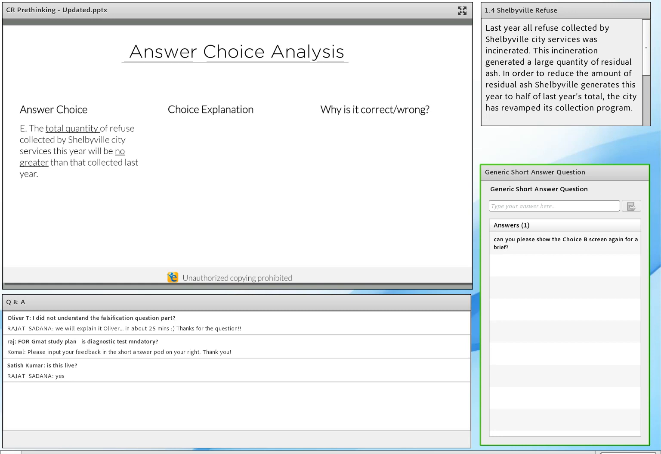And choice E, which is also very popular, about 20% of you chose choice E, talks about the total quantity or total amount of residual ash. And again, it's irrelevant. Why? Because regardless of the amount of refuse you collect, we are only going to send half as many truckloads.